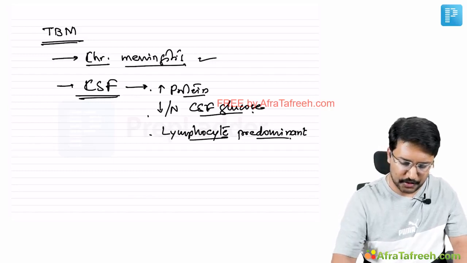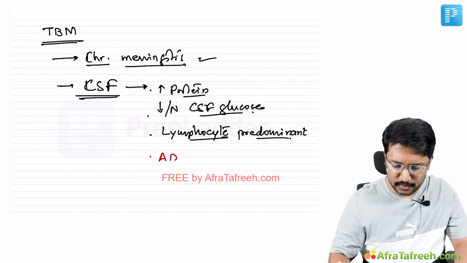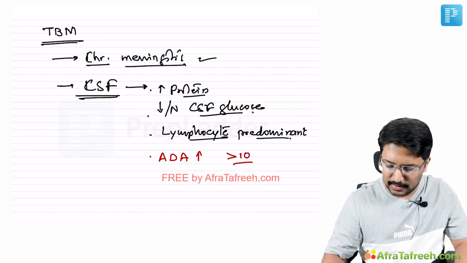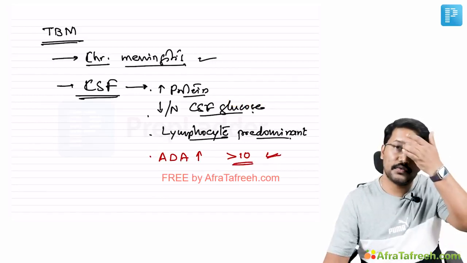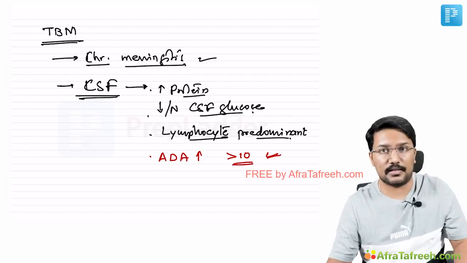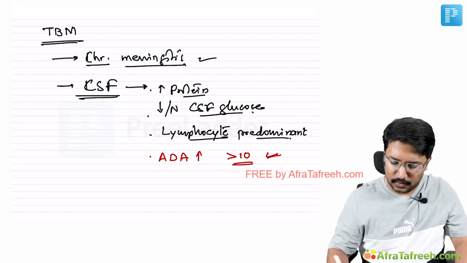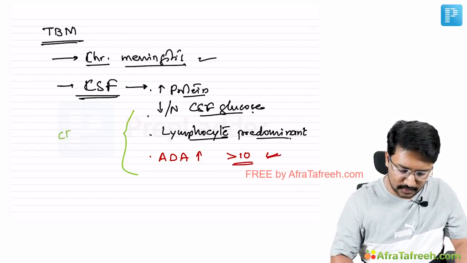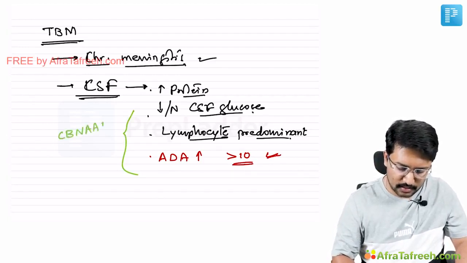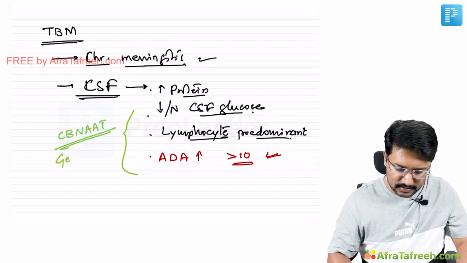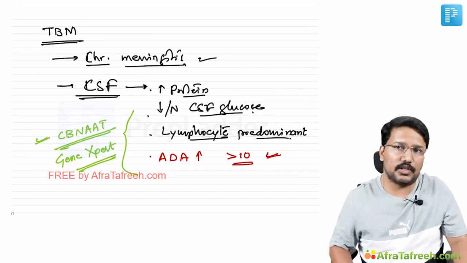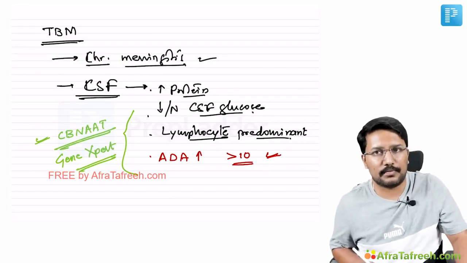Lymphocyte predominant picture. ADA levels here also may be elevated, and most of the books mention an ADA level of more than 10 may be highly suggestive of tubercular meningitis, right? Okay. Now, what is the definitive test? So CSF should ideally be subjected to CBNAAT, or what we call GeneXpert. That is considered the ideal investigation for diagnosis of tubercular meningitis in the CSF, right?